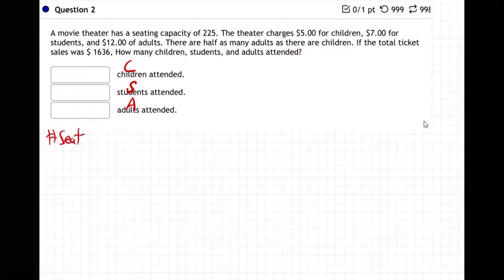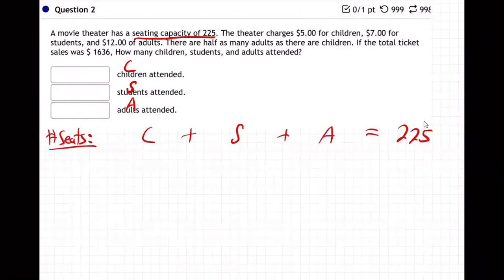Number of seats. Right? Seating capacity 225. So that's children plus students plus adults must be 225. Well, I guess you know what? This is kind of a funny problem. They never said the theater was full, but I guess we're supposed to assume because it just says the capacity is 225, but I guess they mean it's full. So the number of children plus number of students plus number of adults must be 225.